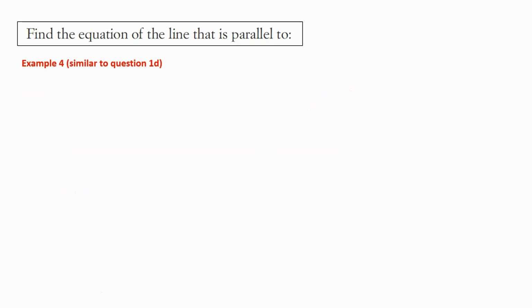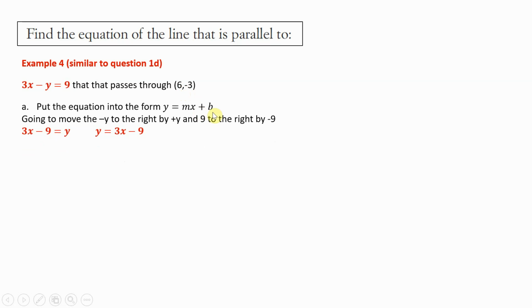Last example. 3x minus y equals 9. That passes through the point 6, minus 3. So I've got to put the equation into this form. And it's not really yet.